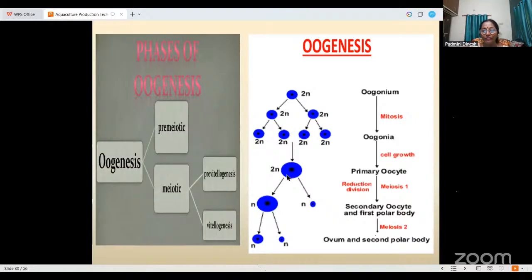That is the importance of this one polar body, which is very small. Why? Because they have to divide. 46 has to become 23, and that is the reason they have to divide. So one will have 23 chromosomes but less yolk. One egg will have 23 chromosomes but more yolk and albumin. Now this secondary oocyte will undergo meiosis 2, and again it will give rise to one ovum with concentrated yolk and albumin, and the other one is a polar body with no yolk or albumin but chromosomes present in them. That is the phases of oogenesis.